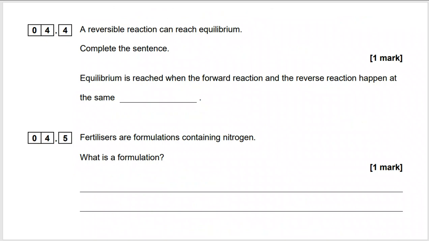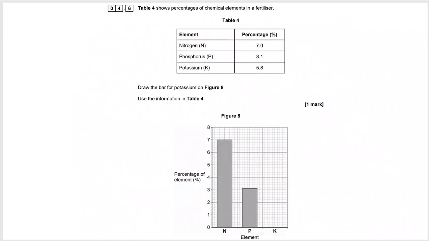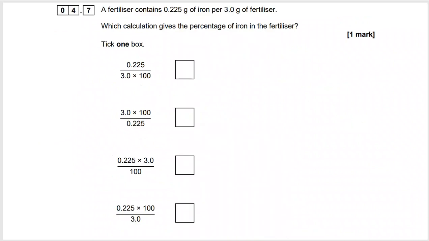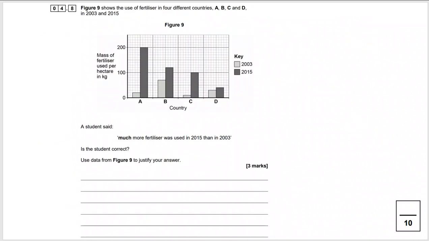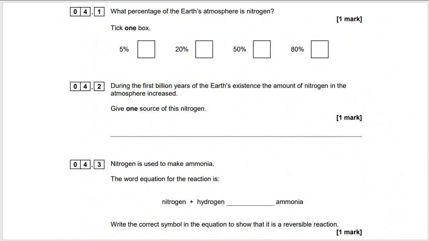4.4 and 4.5, 4.6, 4.7, and 4.8, and there are 10 marks in total on this question. So let's go back to 4.1.